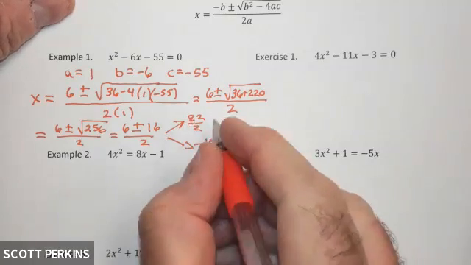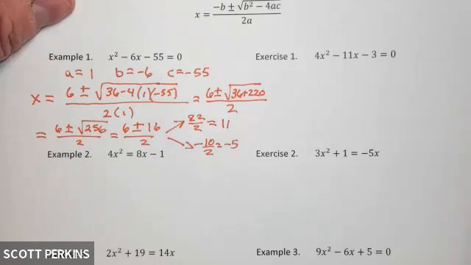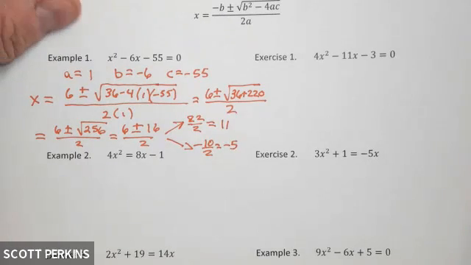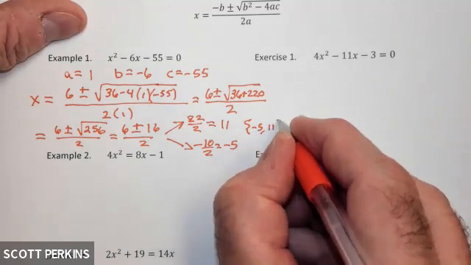And so 22 over 2 is 11, negative 10 over 2 is negative 5, and so I get the same solution set, which I promised you we would. We would get negative 5 and 11, and there we go.